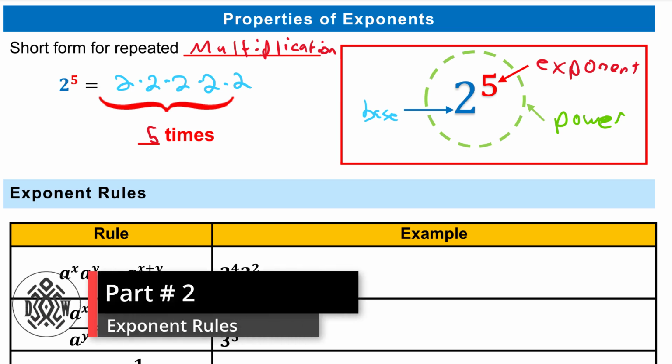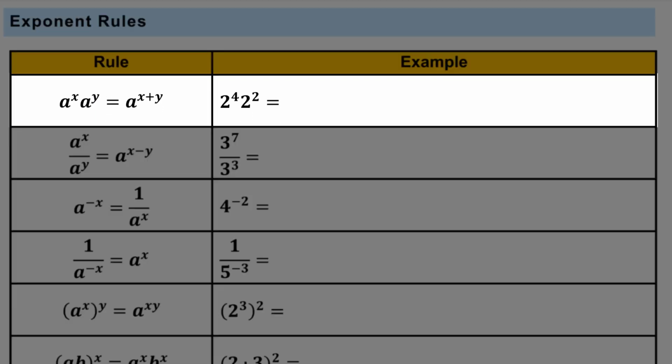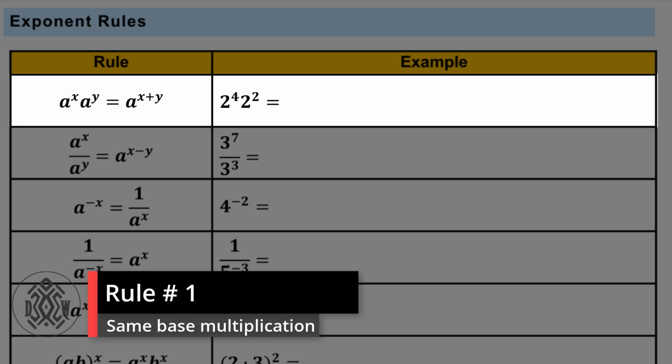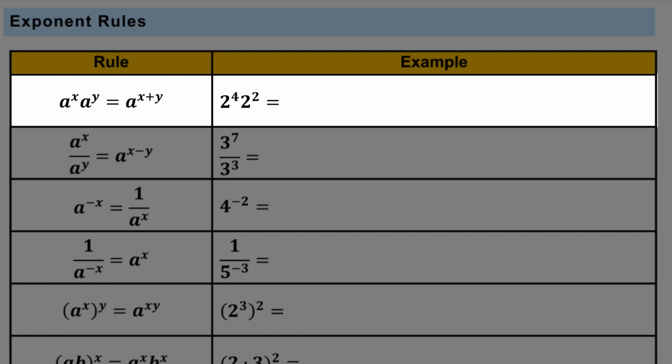So now let's cover the rules and see an example for each one. After that, you'll be left with the exercises. The first rule we're going to see is when we have a to the x times a to the y. When we have the same base, note that a and a here are the same base. That's a key concept. What do we do when it's multiplied? We add the exponents. So it's x plus y.